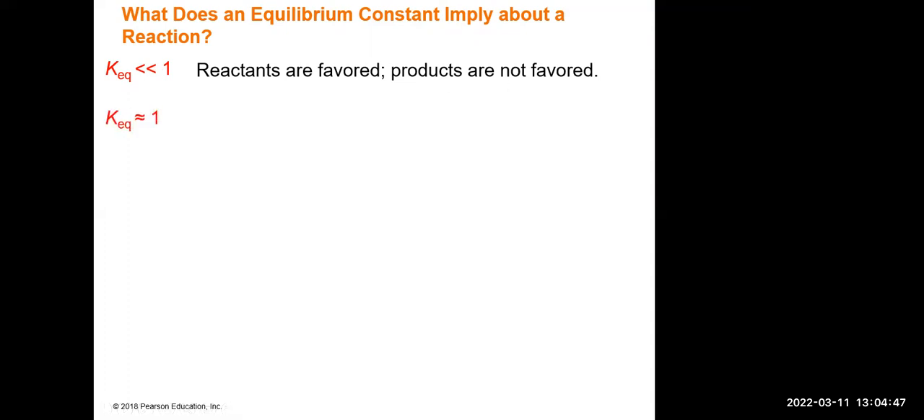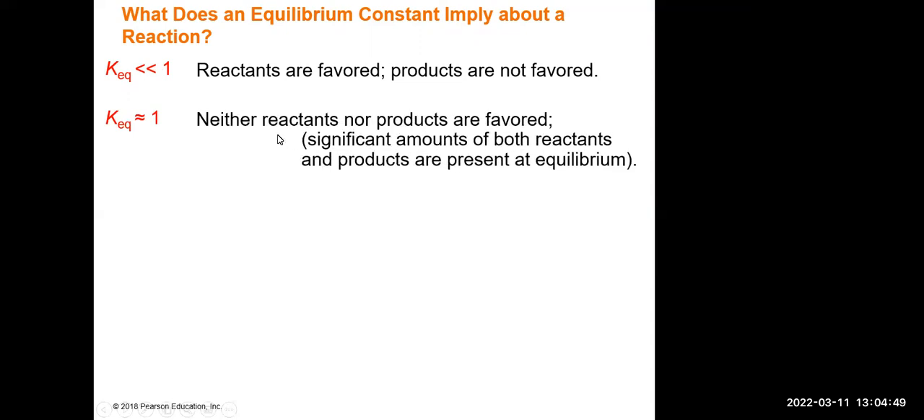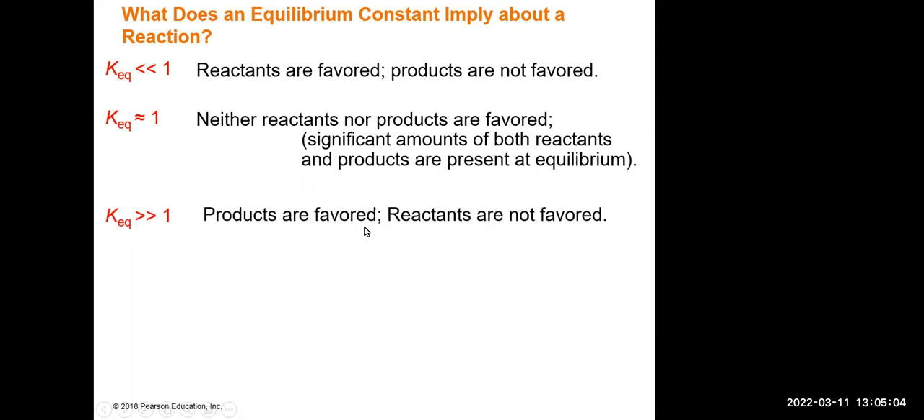KEQ approximately equal to one means neither reactants nor products are favored. Significant amounts of both reactants and products are present at equilibrium. If KEQ is much larger than one, where the two larger-than signs mean much larger than, then the products are favored, reactants are not favored.